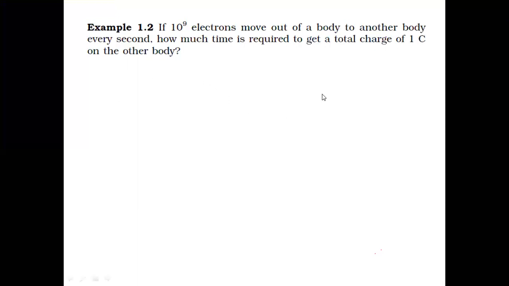If 10 raised to 9 electrons move out of a body to another body every second, how much time is required to get a total charge of 1 coulomb on the other body?